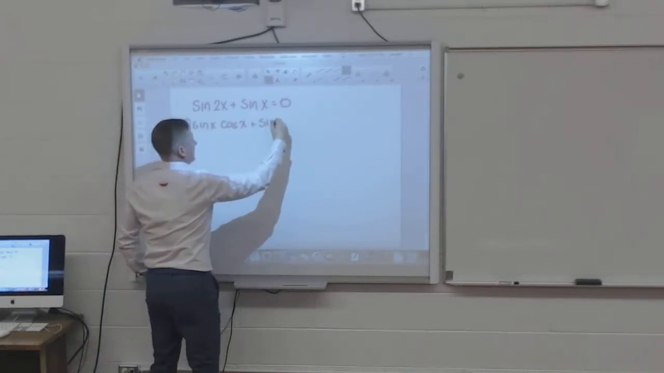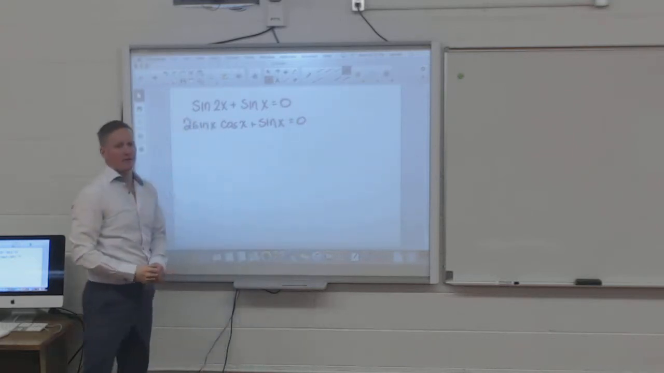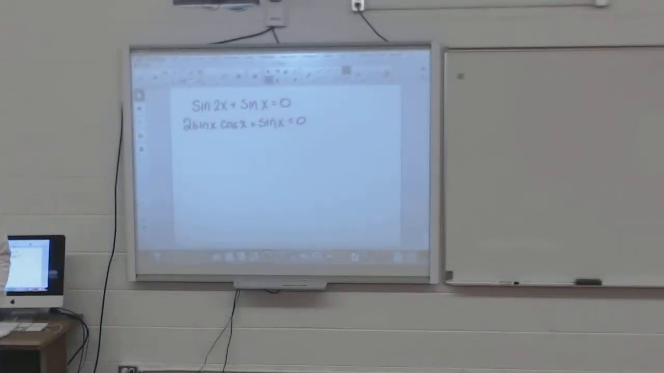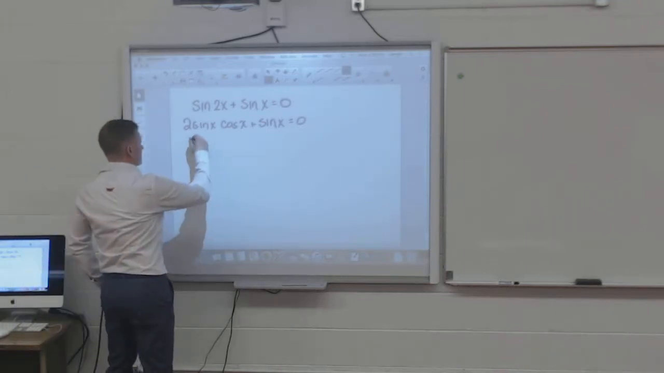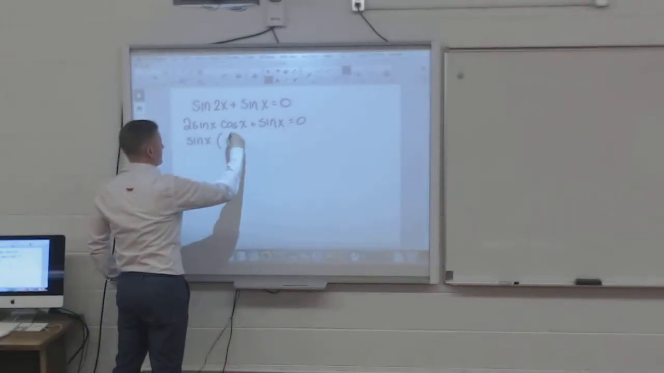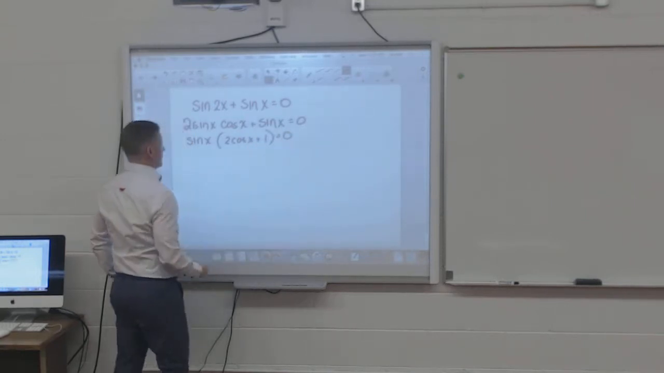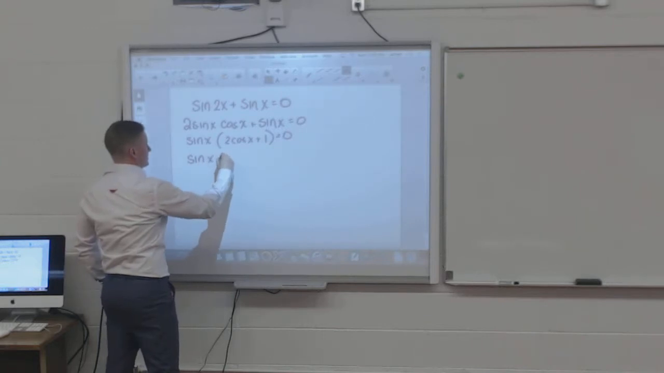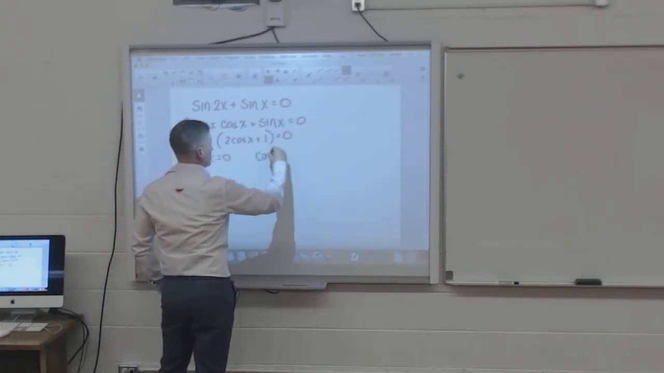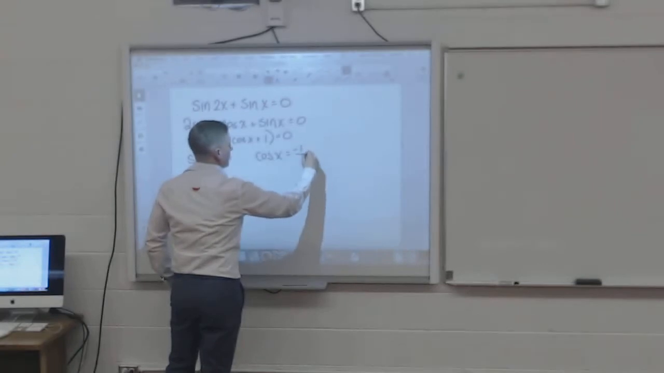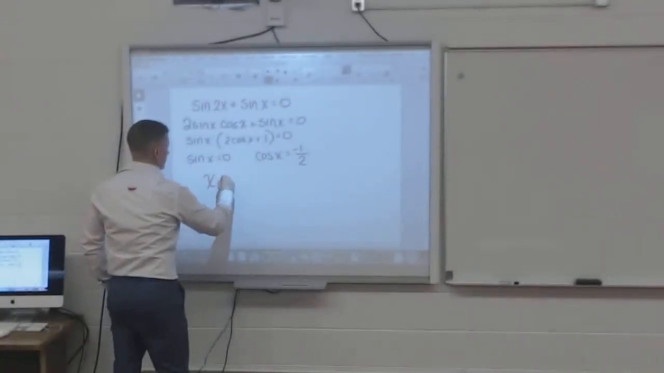Now, at this point here, I have a binomial term. How do I factor a binomial term? What do I got to do? Yeah, not denominator, but common factor. So I take a common factor out. What's the common factor here? Sine x. So I take sine x out. What am I left with? 2 cos x add 1 equals 0. So now I need to know where sine x is equal to 0 and where cos x is equal to negative 1/2. Mark, set, go.